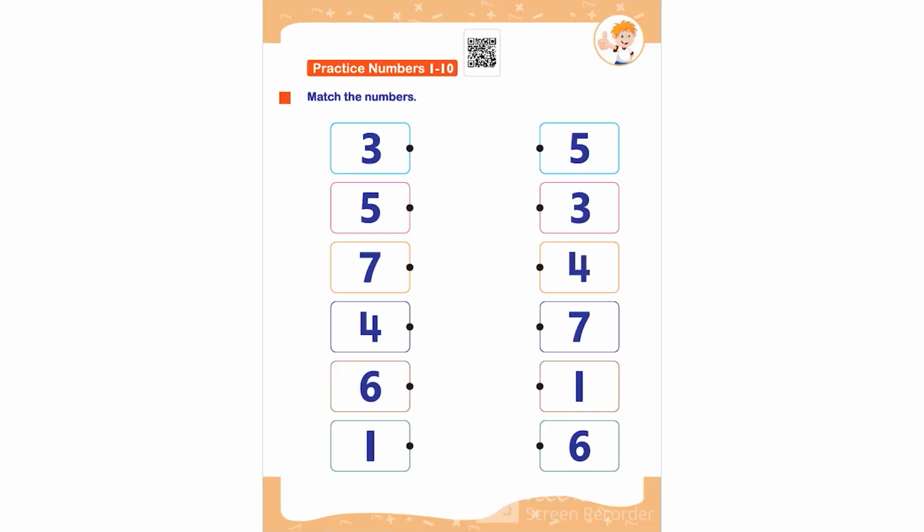Hello everyone. In this worksheet, the topic is practice numbers 1 to 10. Match the numbers. So here the child has to match the given numbers, that is 3 with 3, 5 with 5, 7 with 7, 4 with 4, 6 with 6 and 1 with 1.